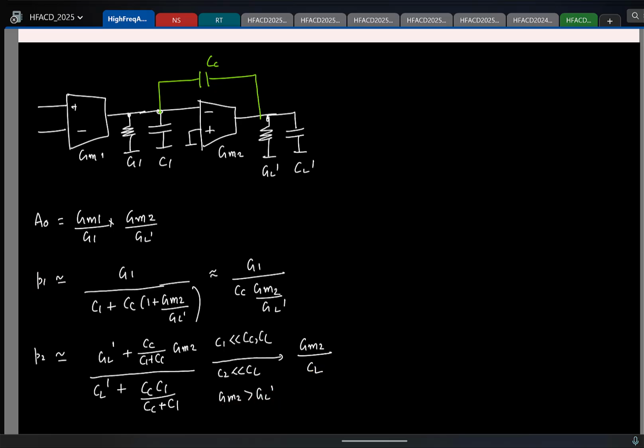And in this case, we had an RHP zero, and where was the RHP zero located? GM2 by CC. Again, the idea is the RHP zero arises because we have two paths for the current. One path is from GM2, the other is from CC. So it better be GM2 by CC. But to remove this RHP zero, what was one simple thing we can change here? We can put a resistor, and if I choose the resistor value RC to be exactly 1 by GM2, the RHP zero goes off.